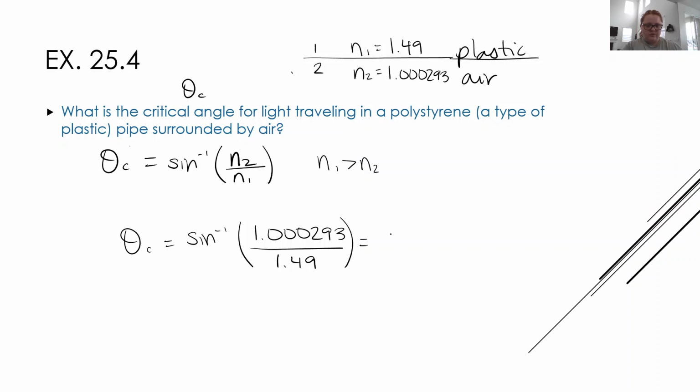Remember that we need our calculators in degree mode. Divided by 1.49, and we get an angle of 42.2. Okay, so this is our critical angle for light traveling in polystyrene that is surrounded by air. Okay, so that is our critical angle.